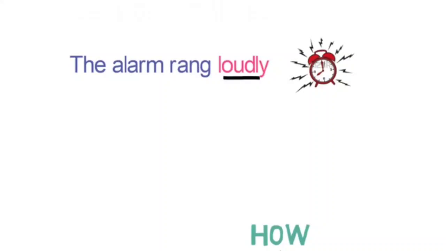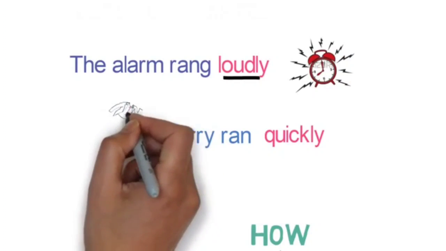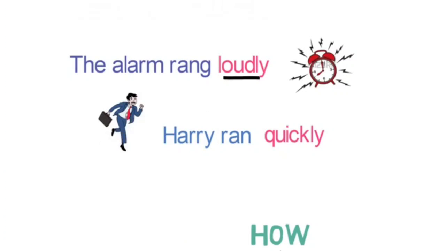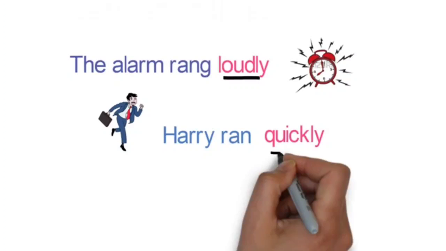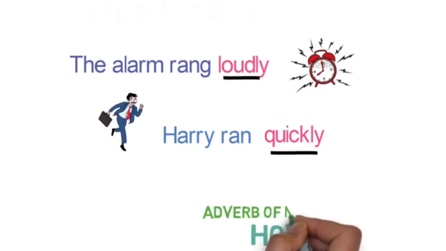Let's look into another example. Harry ran quickly. Here we are able to know that Harry ran. But quickly is describing the manner in which Harry ran. So, quickly is an adverb here, as this adverb describes the manner in which the action is performed. They are known as adverbs of manner.